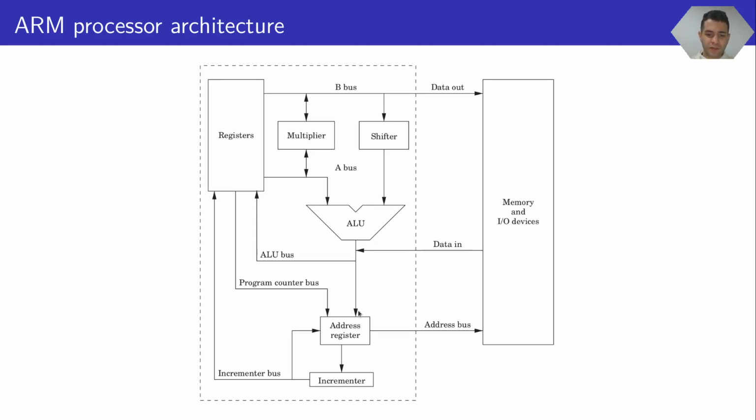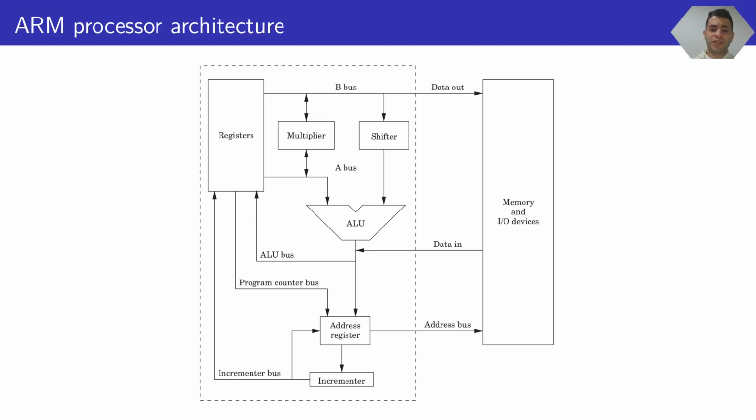Finally, the address register is a temporary register that is used by the CPU whenever it needs to read or write to memory or input-output devices. It is used every time an instruction is fetched from memory, and it is used for all load and store operations. The address register can be loaded from the program counter bus here, and it is used obviously for fetching the next instruction.